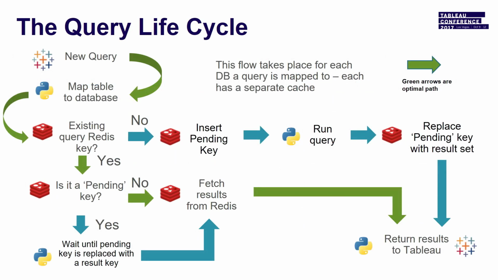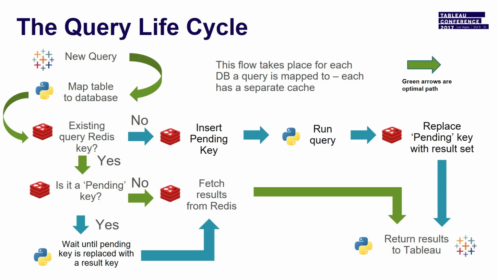So how this works is that someone loads a dashboard in Tableau. Tableau fires off a bunch of queries. Those go to the servers. They say, all right, this data lives on Vertica. Let me check to see if there is a key for this query on Vertica that already exists in Redis. If there is, that's kind of the optimal path. We just grab the results, pass it back to Tableau. Database never even knows anything happened. Or if there's not, then put a key in there that says, hey, I'm running this query. Go run the query, get the results back, replace that key with the actual results, return the results to Tableau.